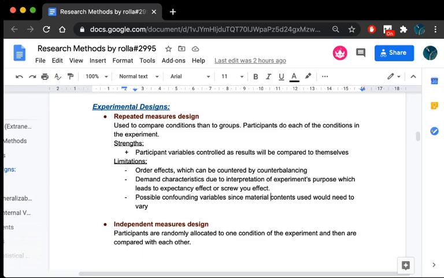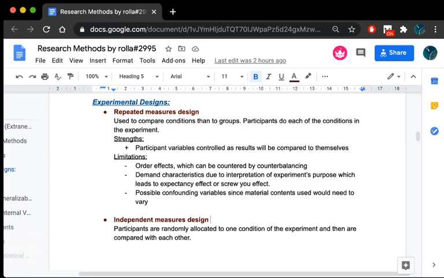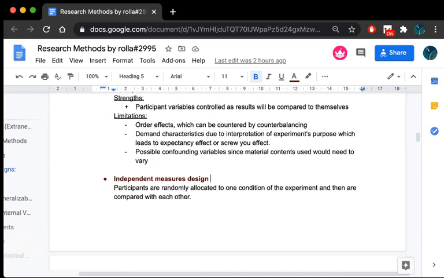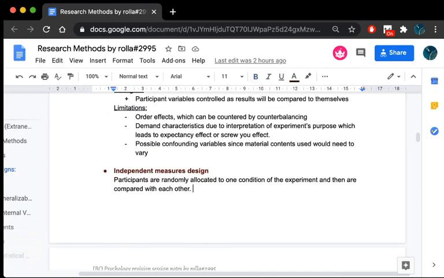And then there are also possible confounding variables for the material contents, because if the material contents differ, then there might be differences in how hard or easy it is. Let's just say you have an experiment which asks people to do a reading assignment. And if you have different reading assignments, there might be a difference in how hard it is.